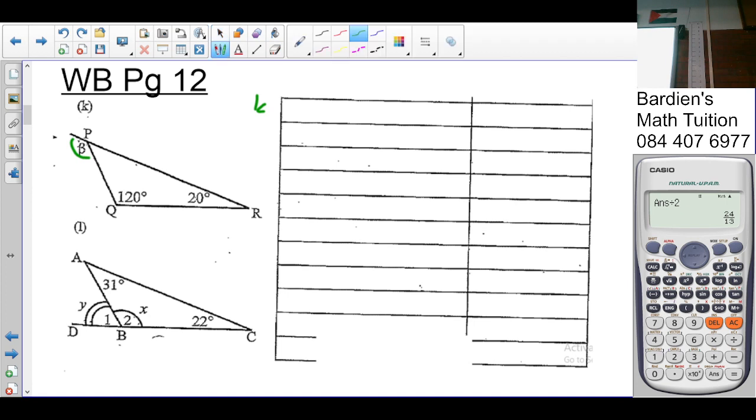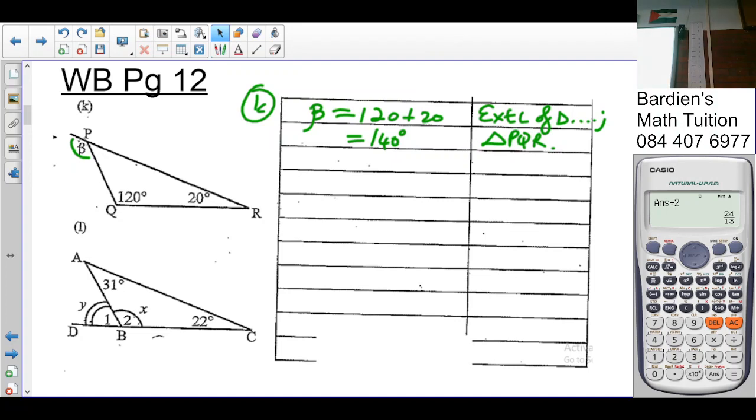So, okay, that is going to be beta is equal to 120 plus 3. Why? Exterior angle of triangle is equal to the sum of the two interior opposite angles, and it's triangle PQ. That's going to give you an answer of 140 degrees. Okay.